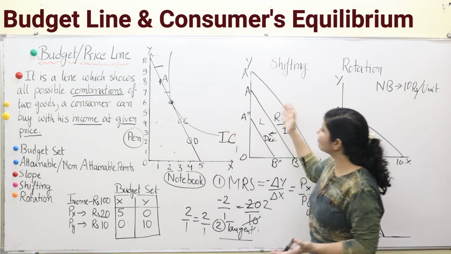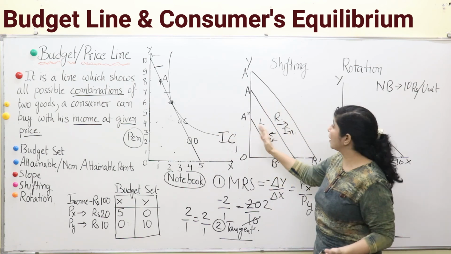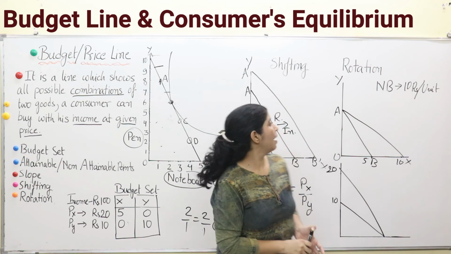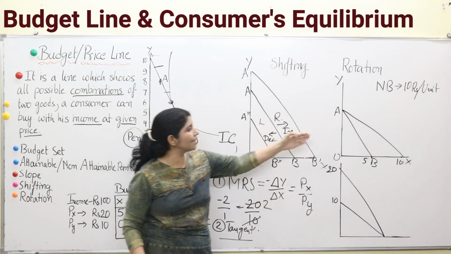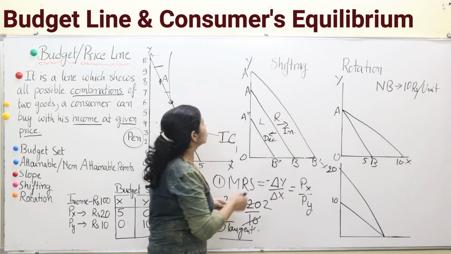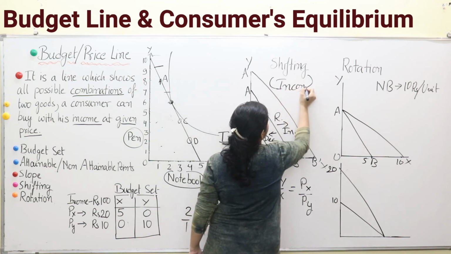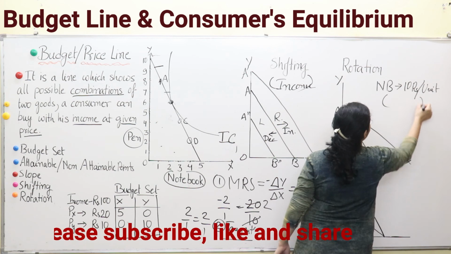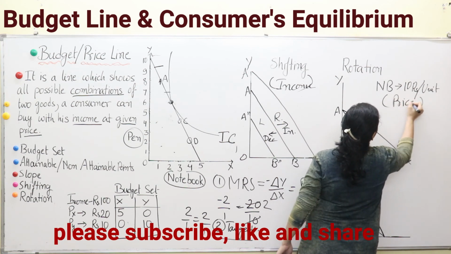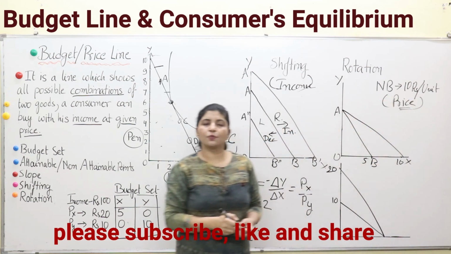Here we have discussed the shifting towards right and left. When income increases, shifting will happen, and when the price decreases or increases, rotation will happen. So shifting is the phenomenon of income, and rotation is the phenomenon of the prices of the two commodities which are given. So it's very clear.